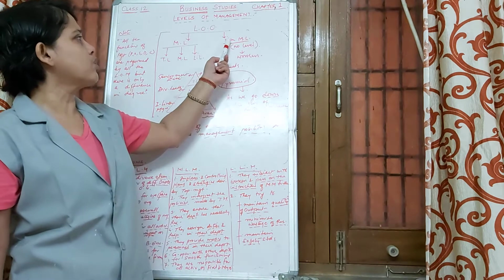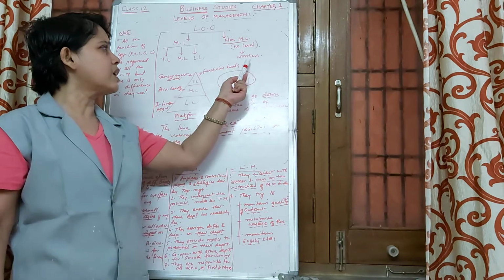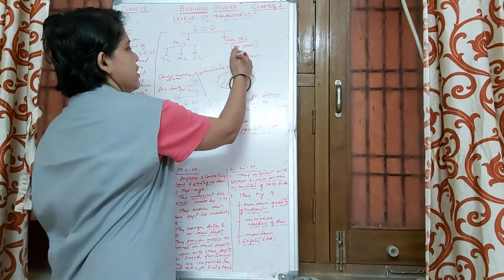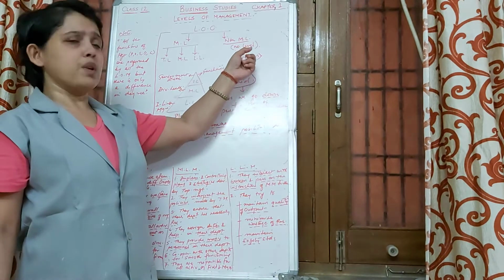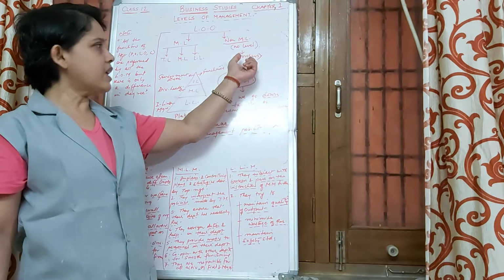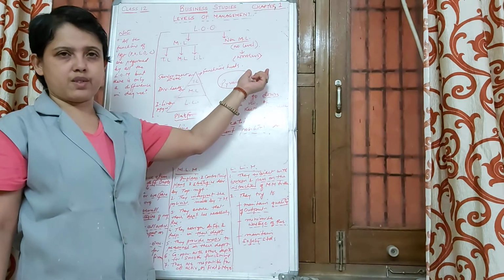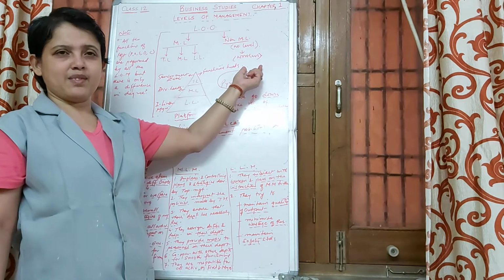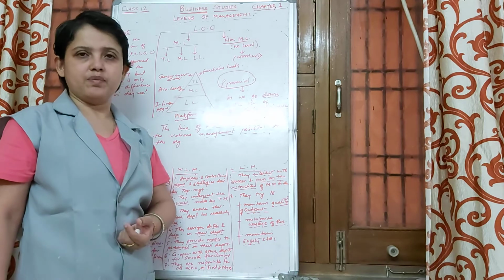When we talk about non-managerial levels, we see that in this category comes the workers. Because below workers, there is no one to work. They are at the lowest cadre in the organization and below them there are no subordinates. That is why they come in non-managerial level.